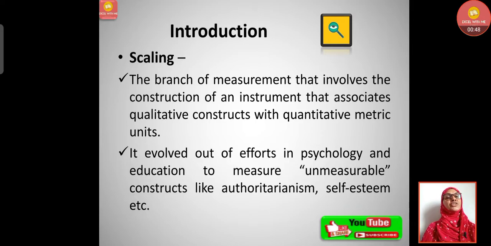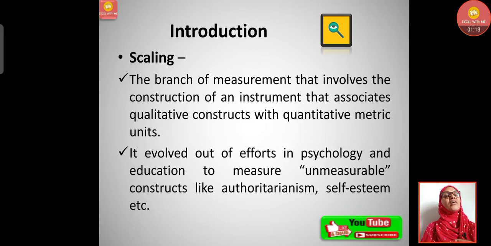quantitative metric units. Now, what is the scaling here? The branch which measures and which involves the construction of an instrument which is associated with qualitative constructs and quantitative metric units. So, both together become the scaling, measurement becomes the scaling.